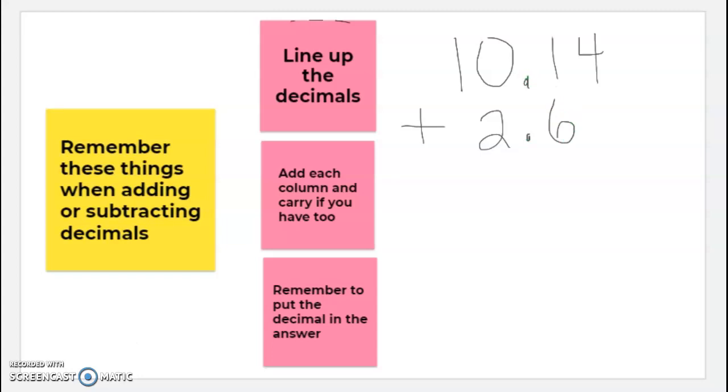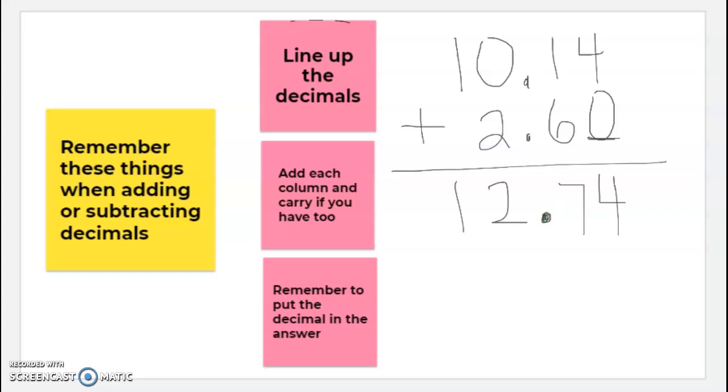So what I'm noticing is that I followed the rules and I lined up the decimal, but it doesn't look right. So underneath this 4, there seems to be an empty space. Now, in that empty space, you could leave it blank, but if it makes it better for you, you can also add a 0. Now you can go and add as usual. And then always remember to go back and write your decimal in your answer.